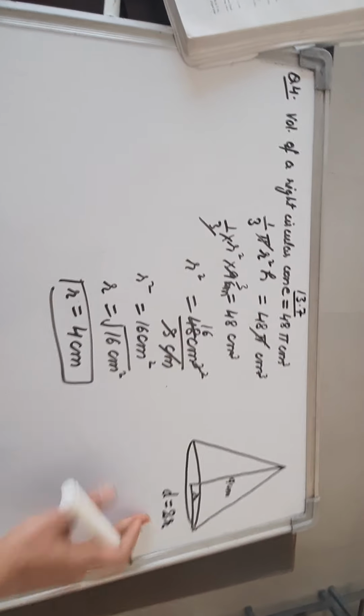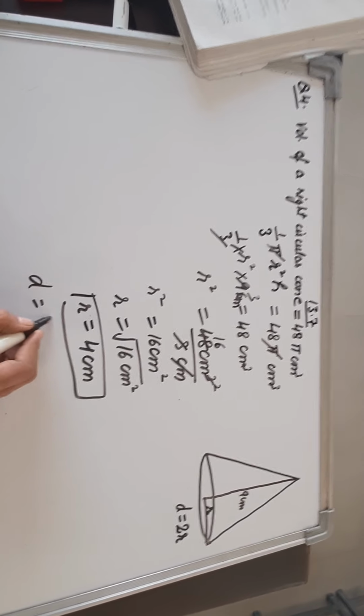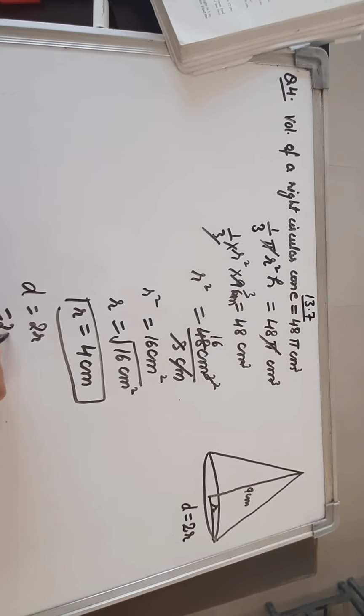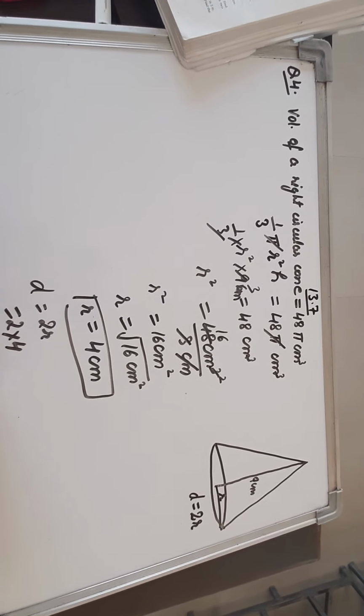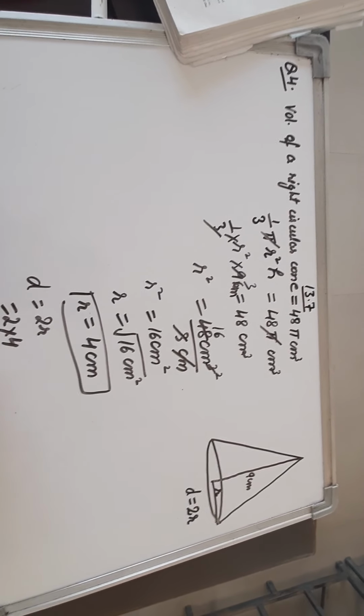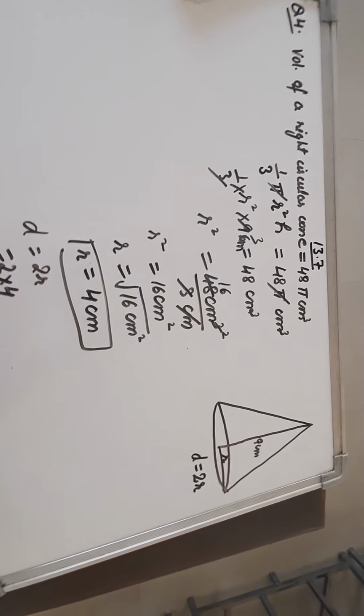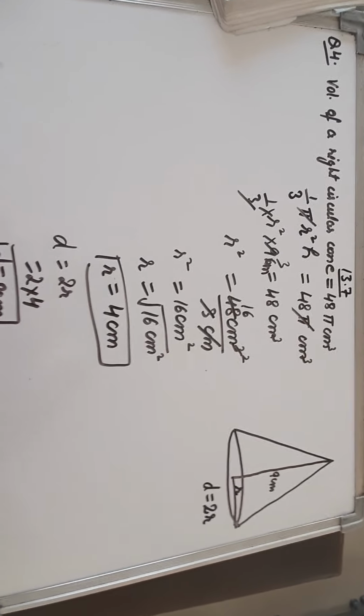So what will be the diameter? Diameter will be twice the radius, that is 2 into 4, that is 8 centimeter. This will be the diameter. So the question is very easy, as you can see. Now let's see question number 5.